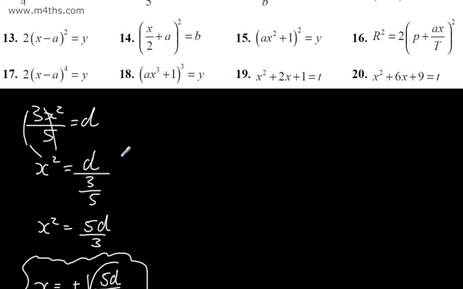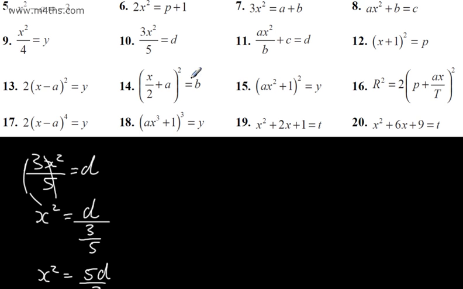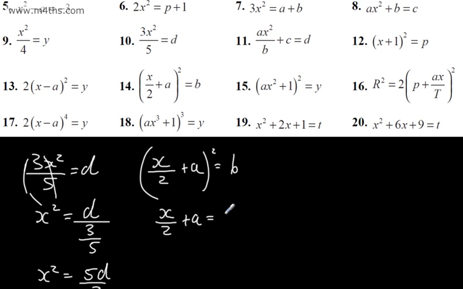Okay, let's look at some more challenging ones. Let's look at this one right here. So we've got x over 2 plus a, all squared is equal to b. So what we want to do is now go ahead and essentially make x the subject. So what we've got, x was divided by 2, it had a added to it and it was squared, that gave b. So I'm now going to go the opposite way. So I'm going to take the square root of both sides.